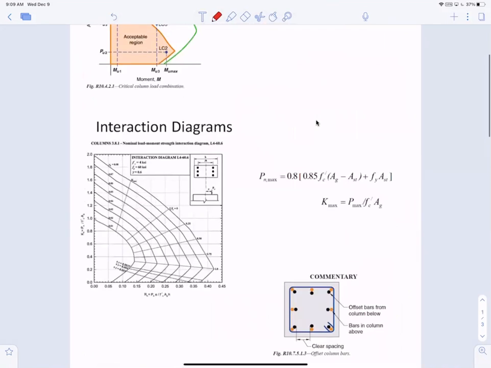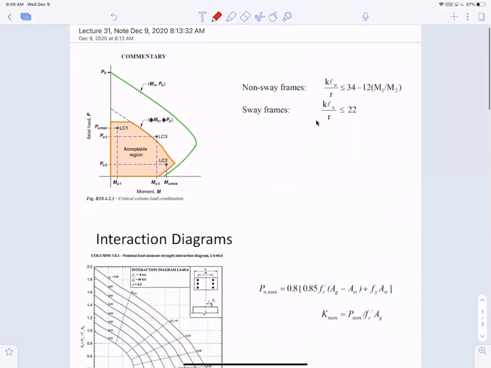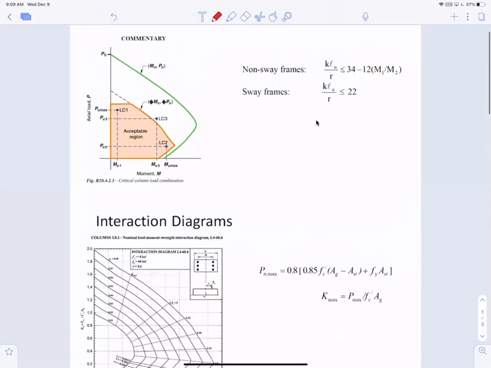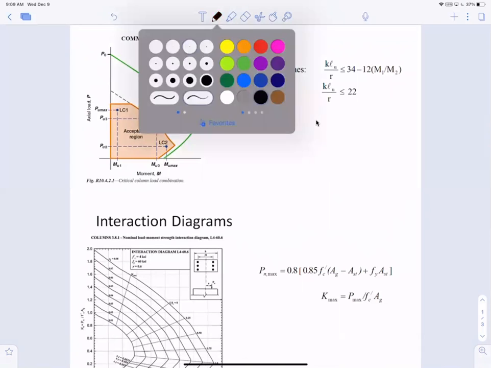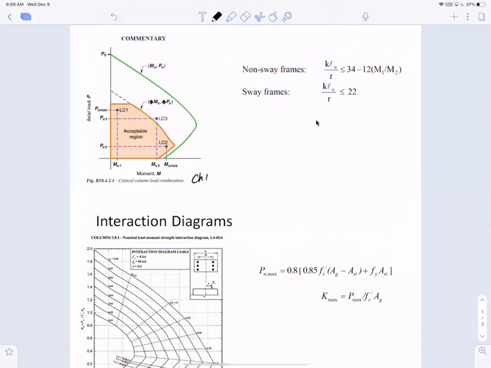All right, so that is about the column analysis. I want to talk a little bit about the column design. In the ACI, chapter 10, that is for columns, you find this diagram here.